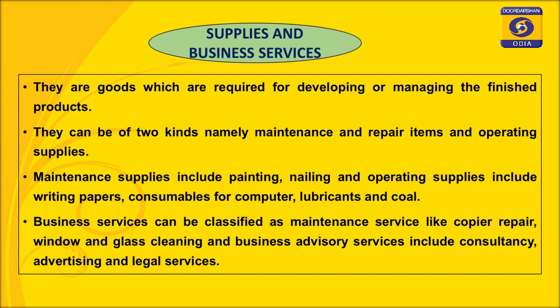Once the product is produced, it's not like it will never go out of order. So you need to get it repaired, right? So repair and maintenance and operating supplies. Maintenance supplies include painting and nailing, and operating supplies include writing papers, consumables for computers, lubricants and coal.